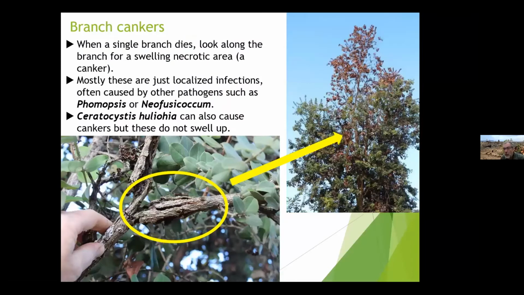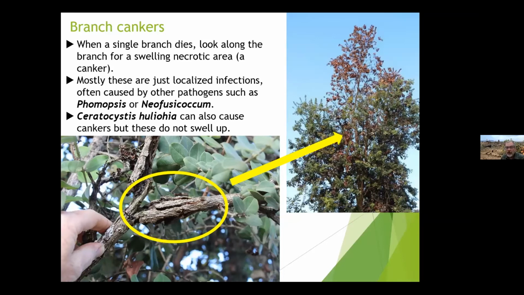Now, something we're seeing more, and we are not really sure if this is increasing or just because we're looking for it more, is single branches, usually finger size or smaller, turning brown. What this usually is, is another fungus, but one that's been here long-term. Fusicoccum or Phomopsis is typical of that disease. The way you see it's that branch canker rather than Ceratocystis is the branches themselves swell up at the base, so that you see a typical canker where there's swelling of the wood and the bark's all cracked.